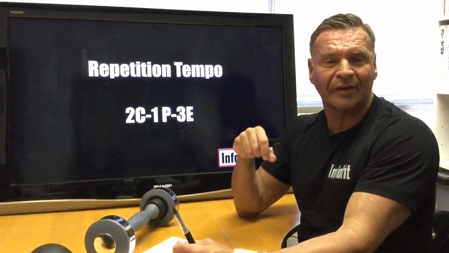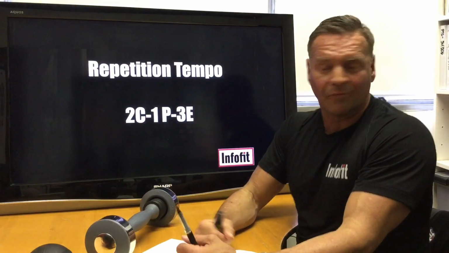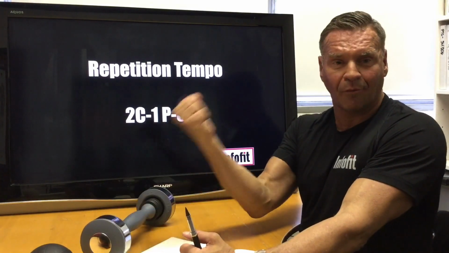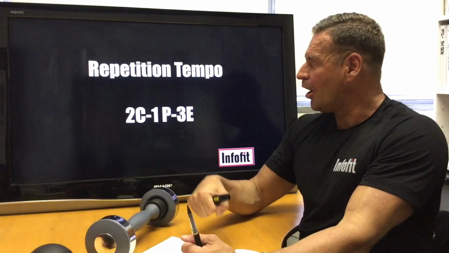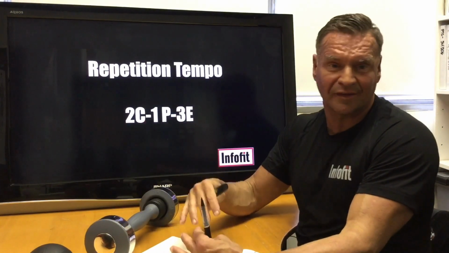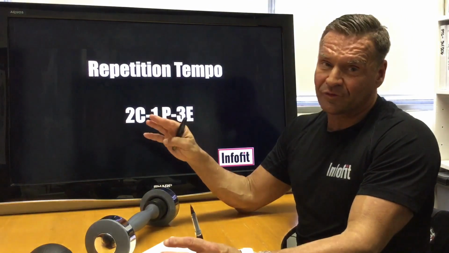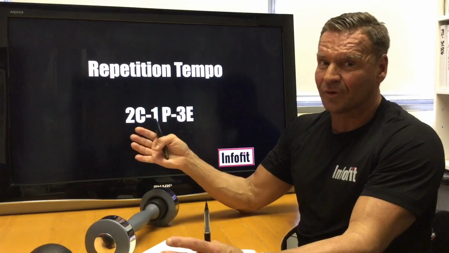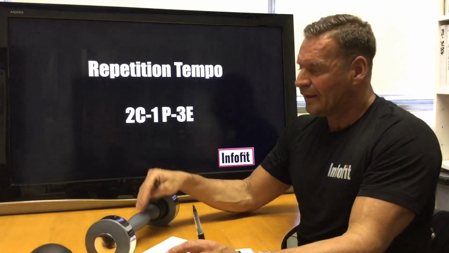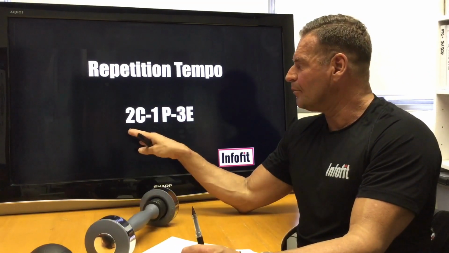Next one is repetition tempo. I gave you an example here: 2 up, 1 pause, 3 down. You can vary this to get your workouts a little more or less intense. The faster you move the dumbbell, the less your muscle has to work. So show yourself some control over that dumbbell or that weight.